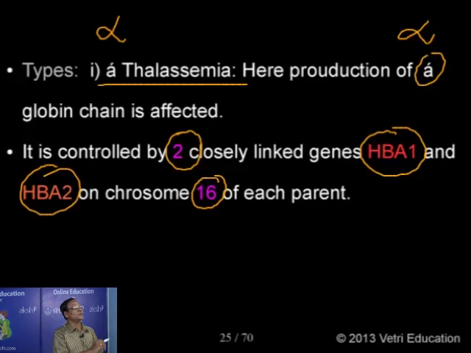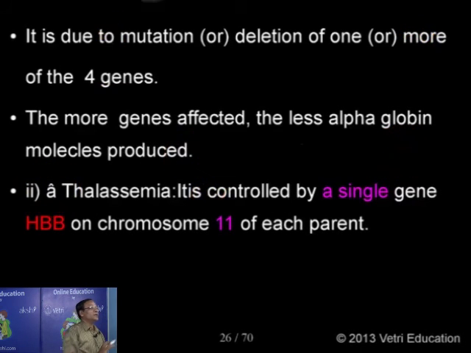Now, what is the reason for alpha thalassemia? If any one of these genes is deleted or mutated, it is due to mutation and deletion of one or more of the four genes. Because from each parent we get two, maybe deletion of one gene or more than one of the four genes, and that results in alpha thalassemia. So the more genes deleted or mutated, the less will be the amount of globin synthesis, namely alpha globin.